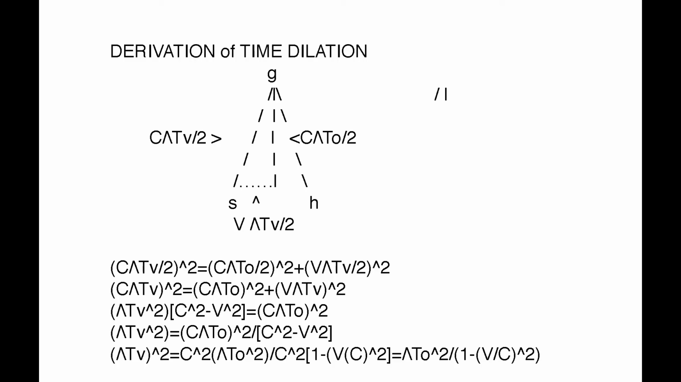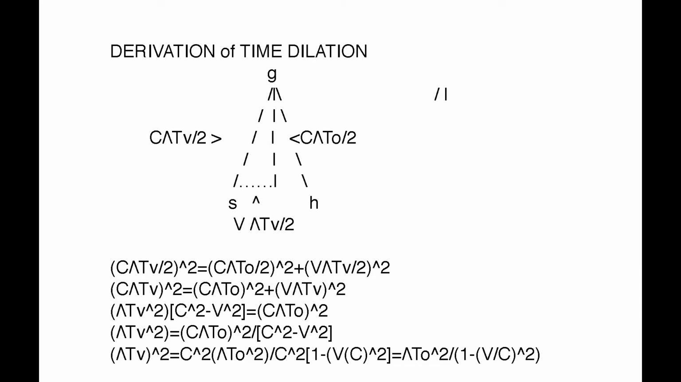Derivation of time dilation. Below we see a diagram of the light path going from S to G to H. The path from S to G will be C delta T sub V over 2. That's half the path. And from G to H is C delta T0 over 2. So the whole path is C delta T.